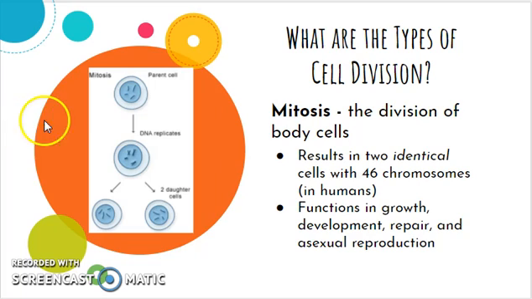So mitosis, I'm not going to go through all the phases of mitosis and exactly what happens, but ultimately you start with a parent cell, the DNA doubles, so now I have 92 chromosomes, and then the cell splits in half and creates two identical cells, one with 46 chromosomes over here and one with 46 chromosomes over here.